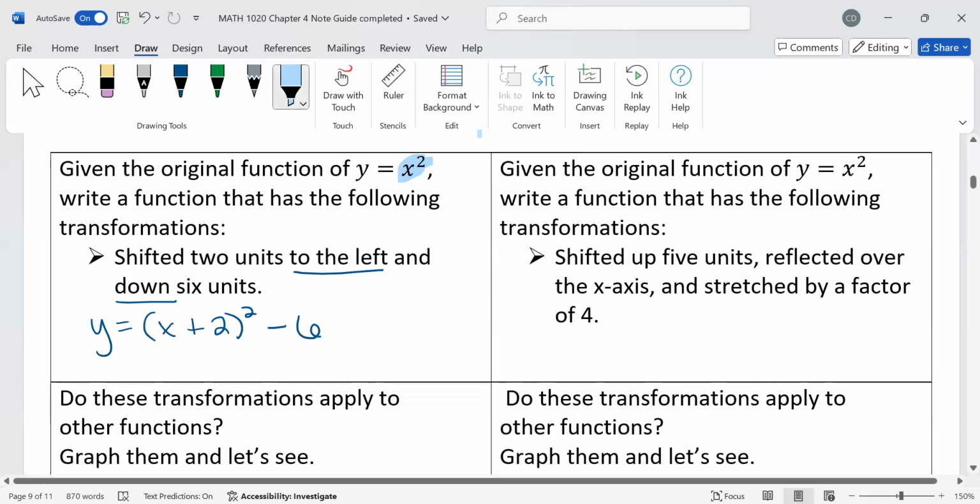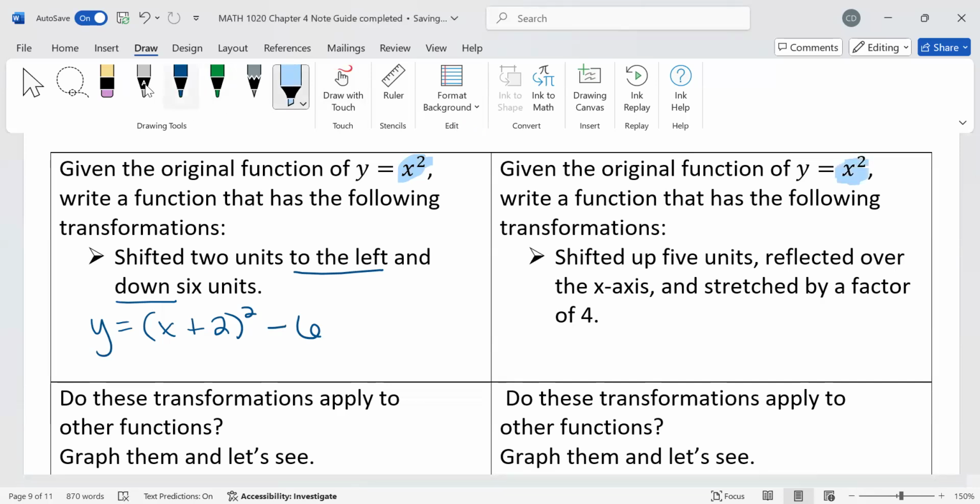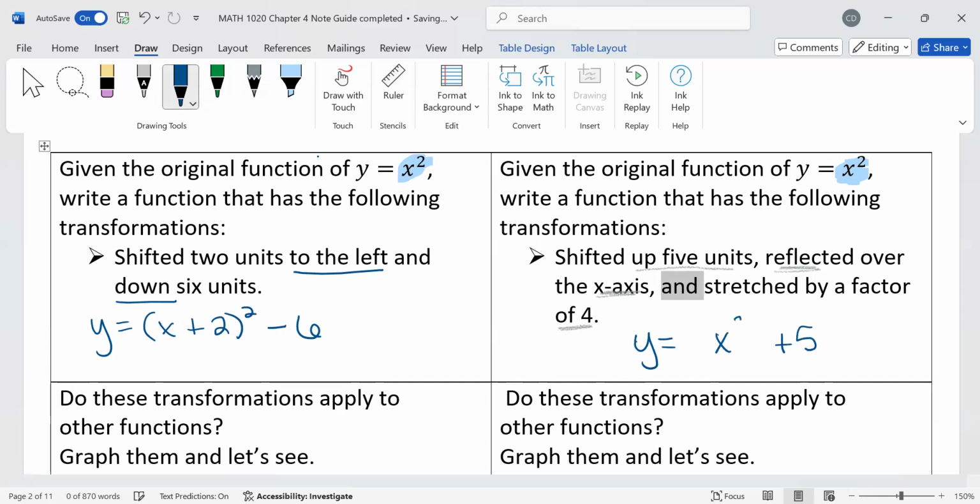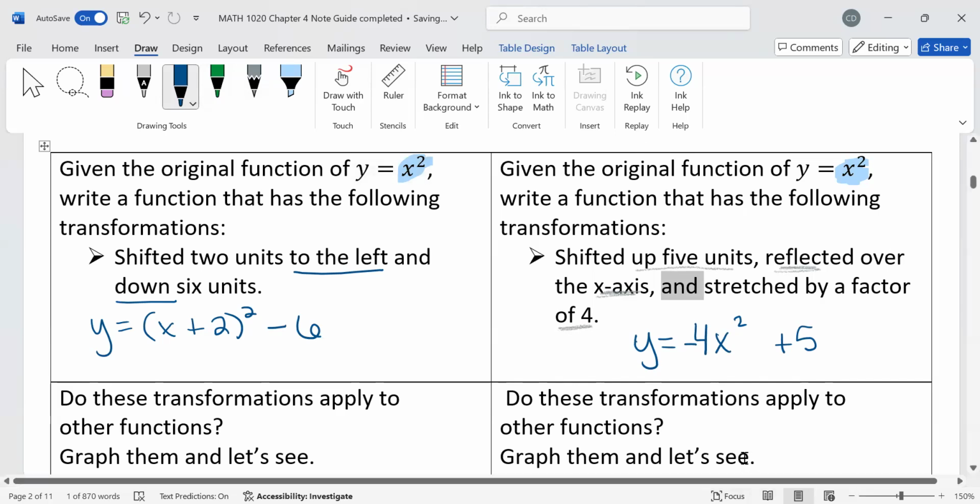All right, this one, the original, is still x squared. We want to go up 5 units. That's the one that disappears. Up 5 units. We have a reflection over the x-axis and is stretched by a factor of 4. Okay, so y equals up 5 would be plus 5. Reflected over the x-axis is negative and stretched by a factor of 4. So negative 4x squared plus 5.